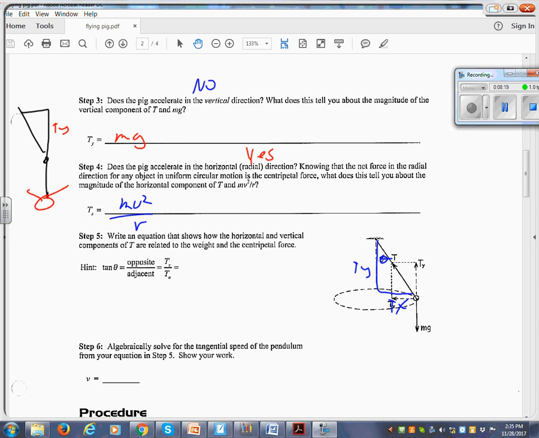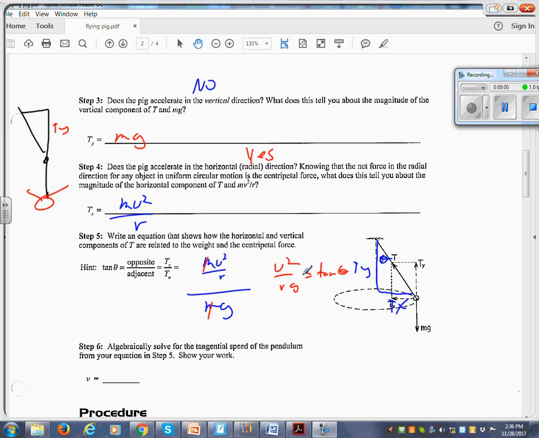So the Tx is mv squared over r, and that's all over mg. And guess what happens? The m's cancel. So we got v squared over r over g, which can be rewritten as v squared over rg is equal to tan theta. Now, does that look at all familiar? Yes. Is that not yesterday's banked and unbanked curve stuff? Bingo.